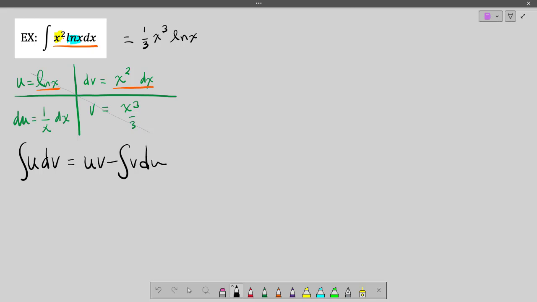So now we subtract off the integral of v du, and v du is the bottom row. So we are going to be multiplying these two functions together. So does that look like x squared over 2 to you? X squared over 3. Thank you. X squared over 3. That's what it looks like. So we have that.